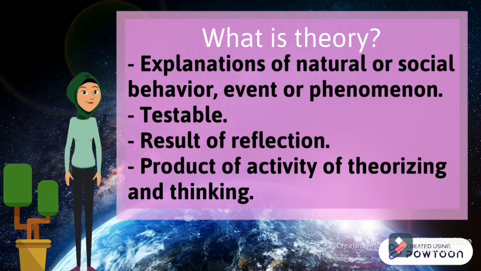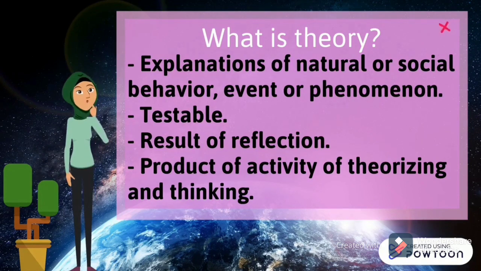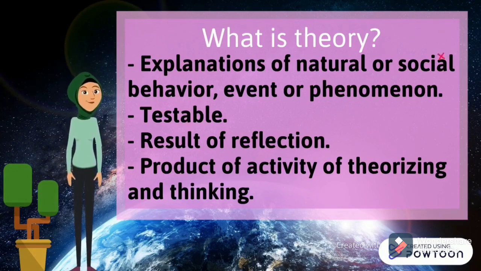For example, Einstein's theory of relativity. This theory needs to work every single time without exception. A theory is also a result of reflection. Let's take an example of Einstein's theory that I mentioned before. It is a result of reflection on how space and time are linked for objects that are moving at a consistent speed in a straight line.